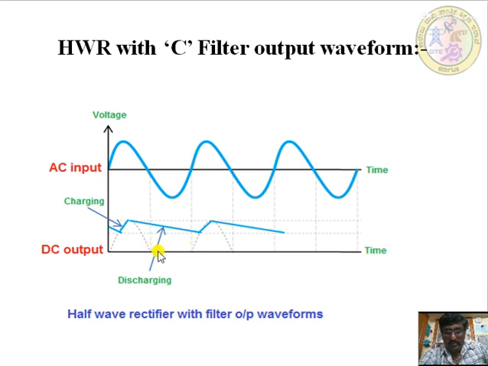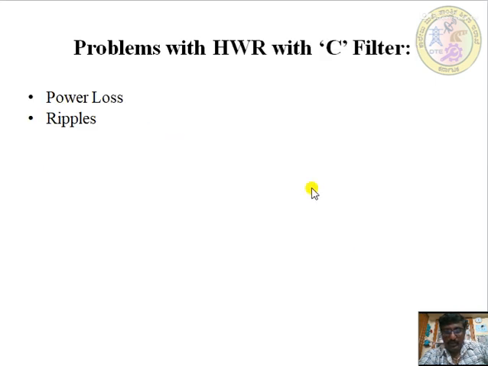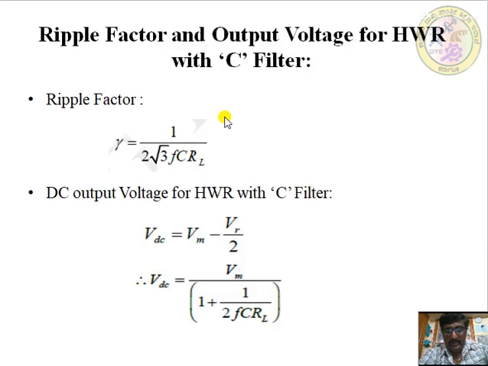During the negative half cycle it is in the off state. Once again, the capacitor at this point is charging until the next positive half cycle, and this goes on continuously. This is the voltage across time. So the problems with a half wave rectifier with C filter are that there will be power loss as well as a maximum number of ripples.